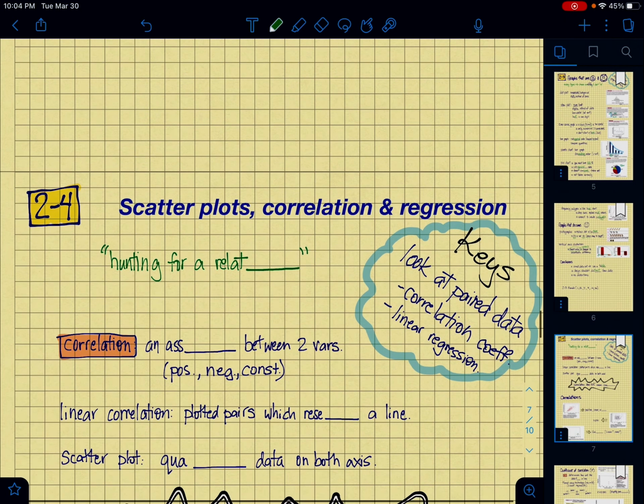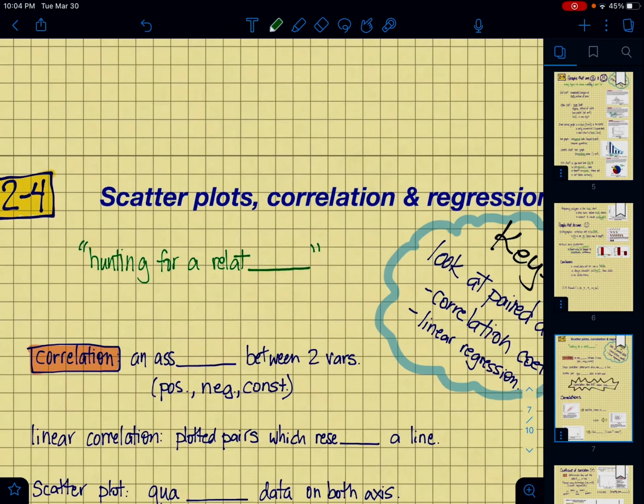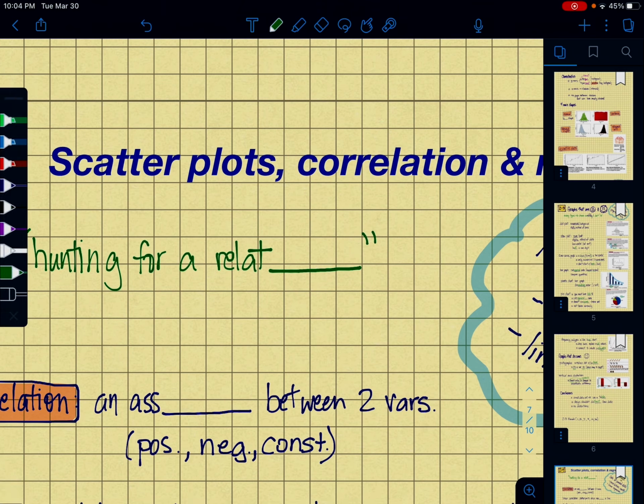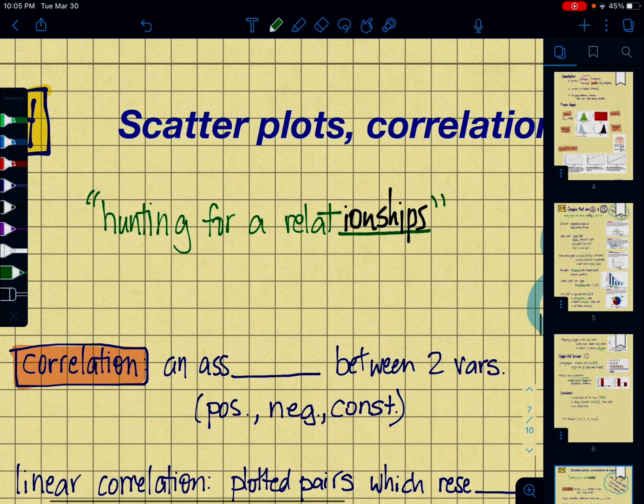Okay, moving down the road, let's go to 2.4. This is the trickier of the two sections. Scatter plots, correlations, and regressions. We are hunting for relationships. And we want to, first of all, talk about correlation.